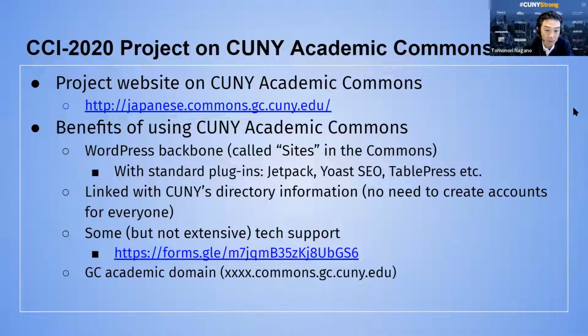Another thing I liked about the WordPress of the CUNY Commons sites is that it's linked with the CUNY directory information. So our names are already there in a way. It's the same thing as the CUNY Academic Commons. Our names are already there, waiting for activation. So all you have to do is click and then you're there. So it was very easy for us. We don't need to create accounts for everybody. As long as you're employed by CUNY, your information is already there.